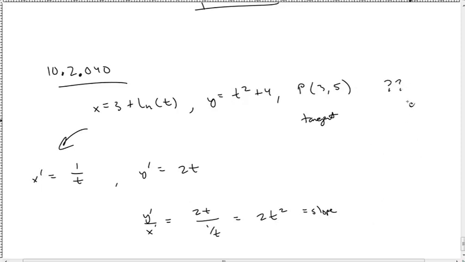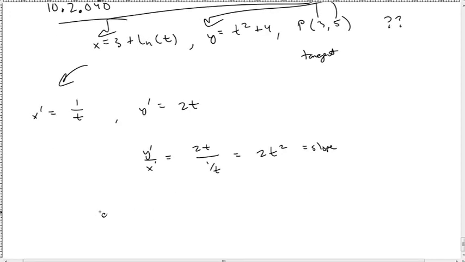What did they say t was? They didn't tell me. So I have to find out what my t value would be. In order to do that, I actually need to say that x is equal to 3 and that y is equal to 5 and solve for t, like with both of them, basically. Let's just start with the x. I think it's going to be pretty easy.